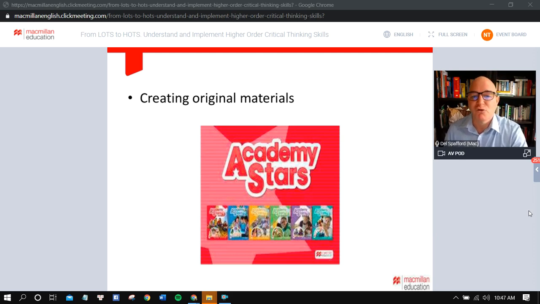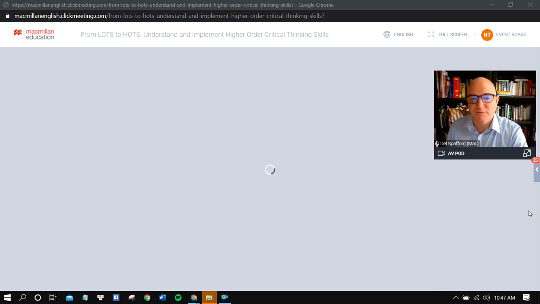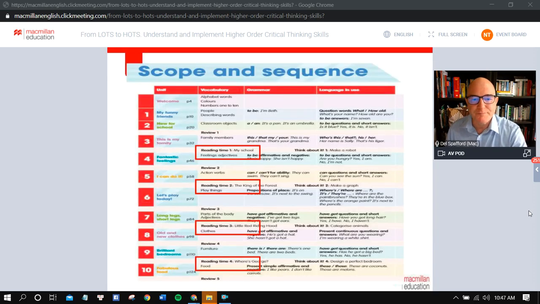But hopefully I can show you a framework now, a staircase that will help you develop thinking skills for your students. So I was looking at Academy Stars and thinking about how we can, or where we can create the original materials. And I've decided to look at the story lessons. So the reading time lessons, there are 4 of them throughout the book. And I think reading is incredibly valuable. And I think we should do it. We shouldn't, again, miss these lessons out.